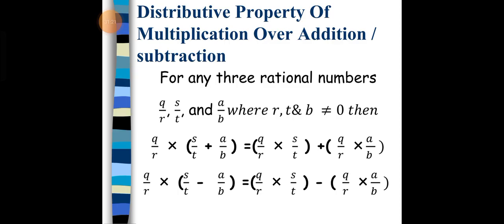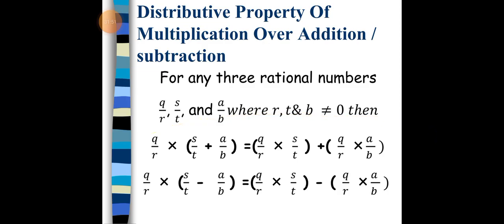For any three rational numbers q over r, s over t, and a over b, where r, t, and b are not equal to 0, that means which are rational numbers, then q over r multiplied by s over t plus a over b, that means q over r multiplied by s over t and then plus q over r multiplied by a over b. The same goes with subtraction. So basically this is how you can state the distributive property.